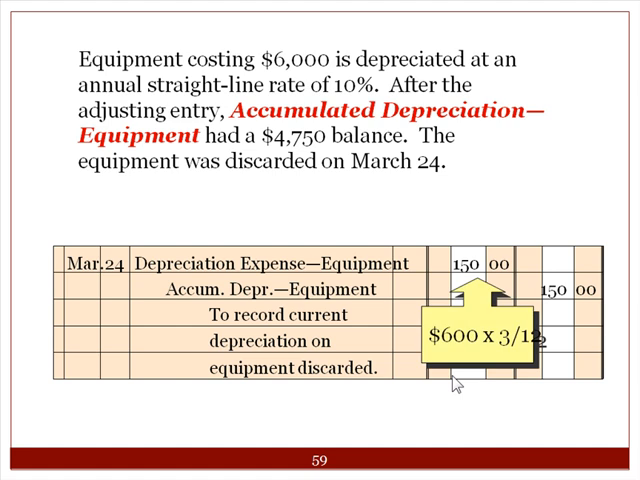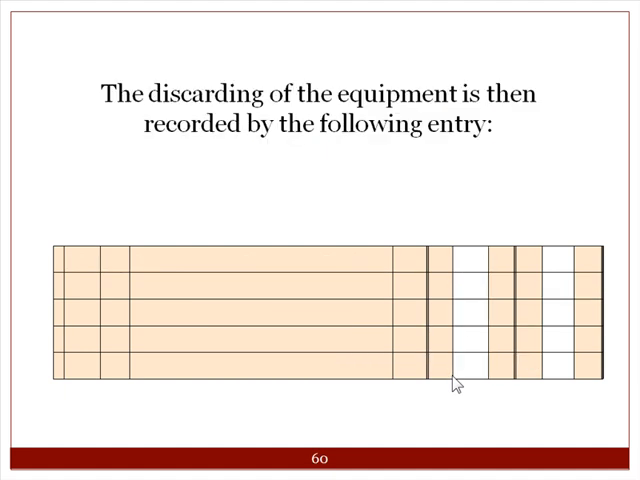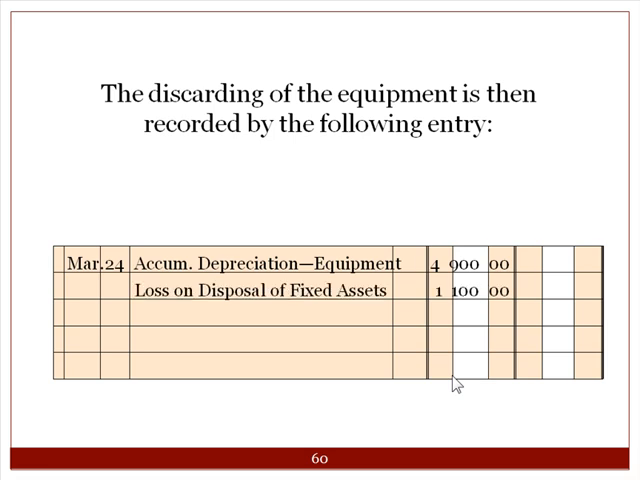and I got that $150 by taking the 600. The 10% times the 6,000 is 600 times 3/12. Then you're going to discard the equipment once again by taking it out of accumulated depreciation. You're going to have a loss on disposal of fixed assets because the equipment was on your books at $6,000. So you actually have to record a loss.